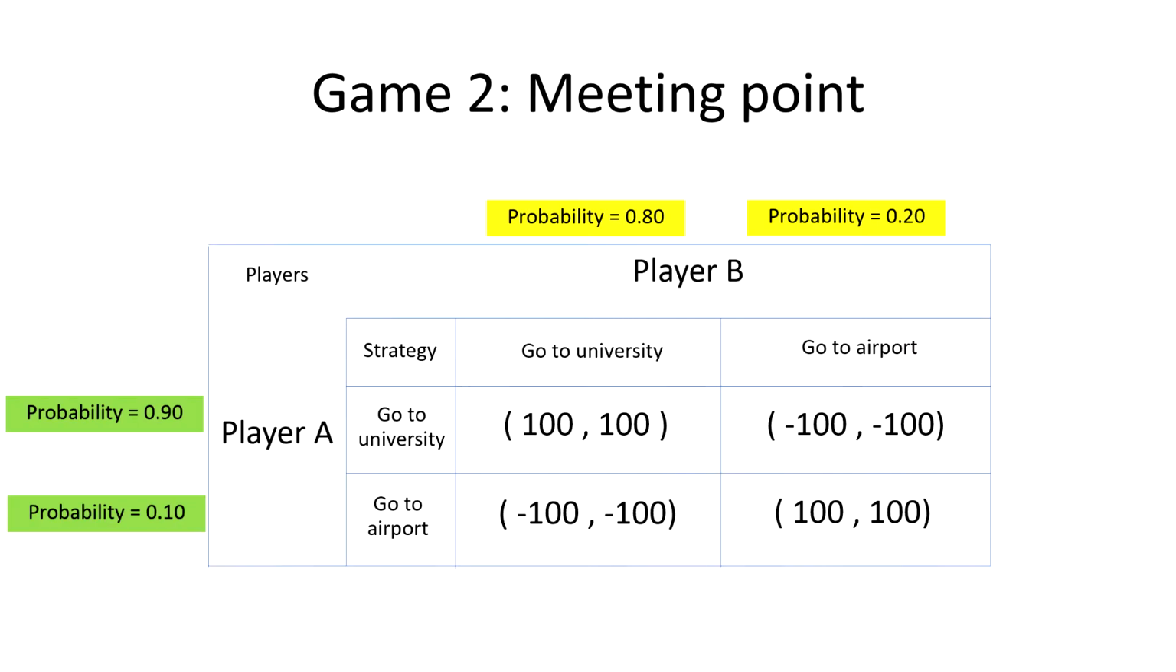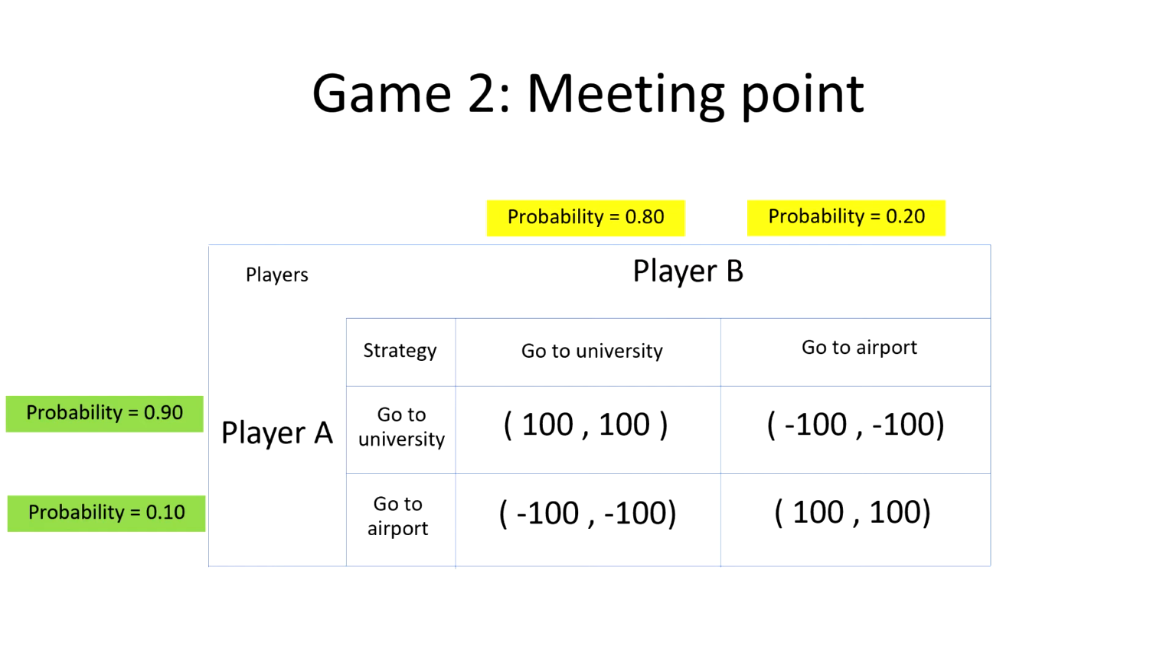So, if we assign the probability, you can see that going to university will have the higher probability, for example, 0.8, compared to the probability of going to the airport, which is 0.2. The summation of probabilities must be 1. The probability of going to university, 0.8. The probability of going to the airport, 0.2. 0.8 plus 0.2 equals 1.